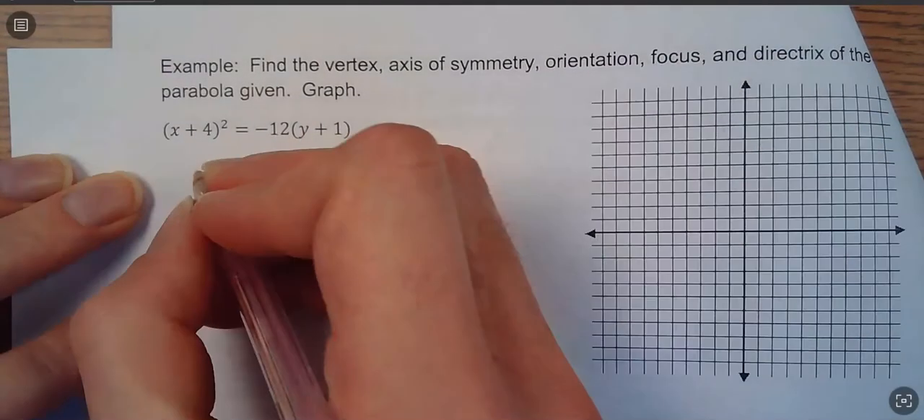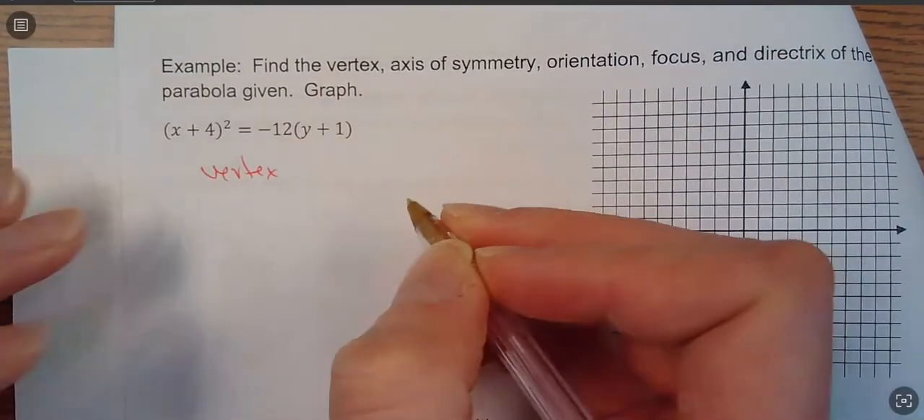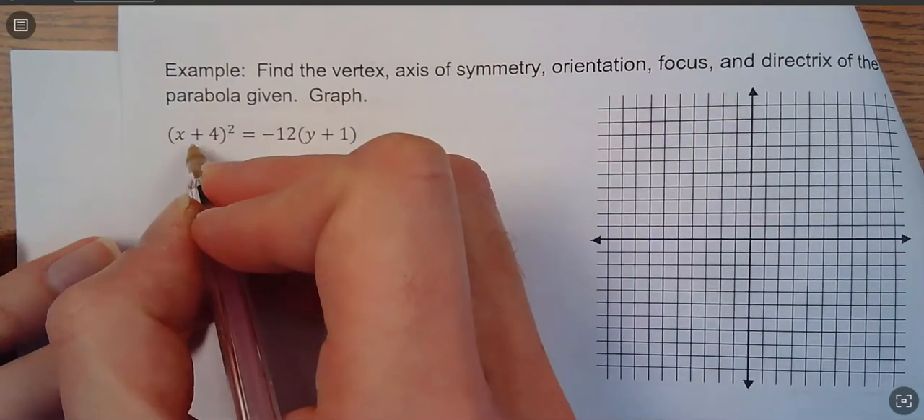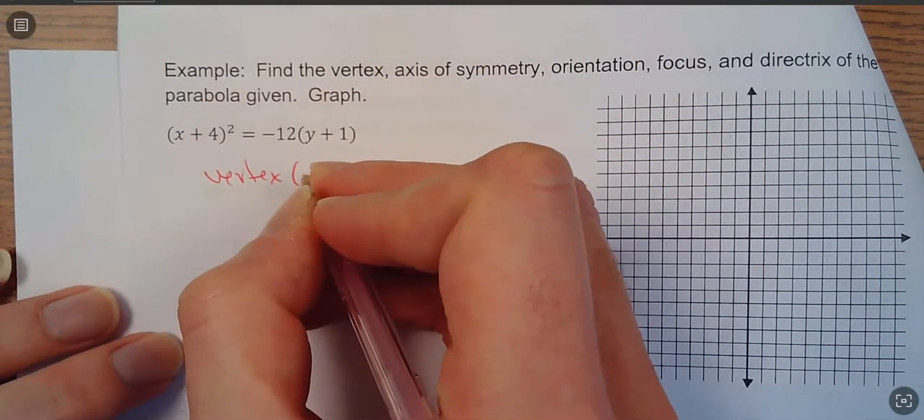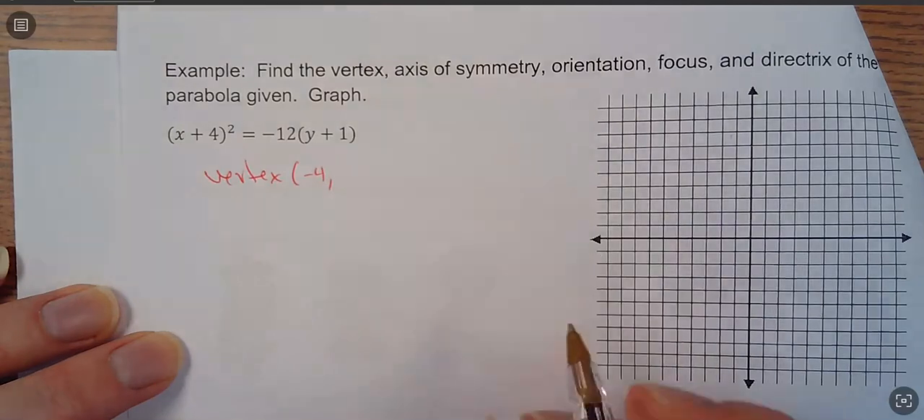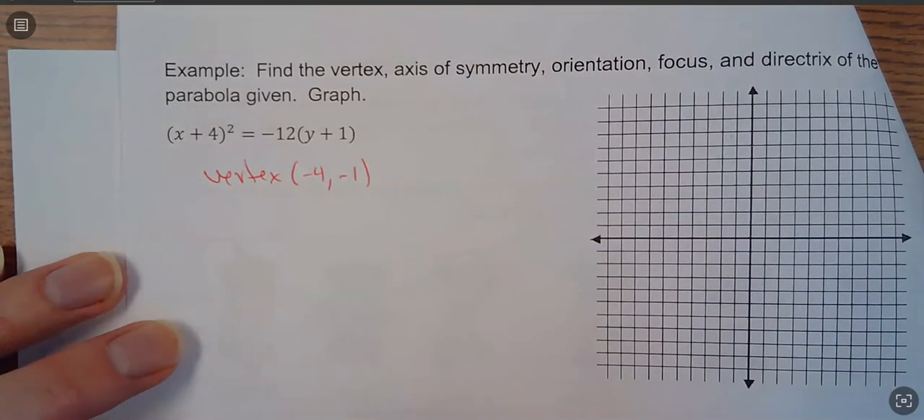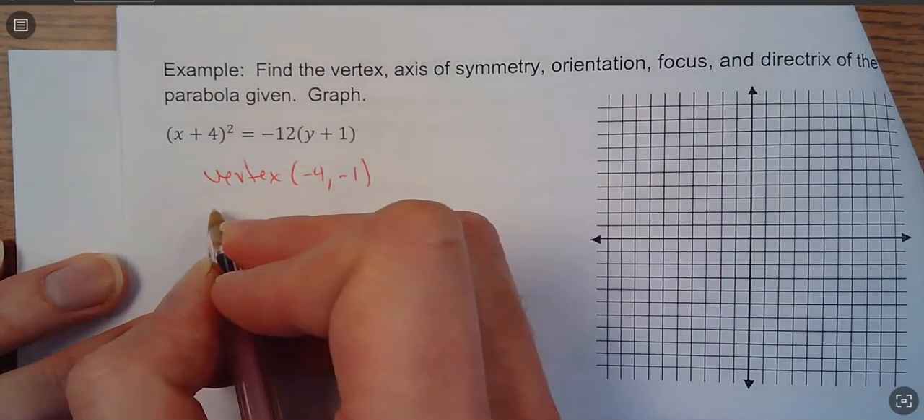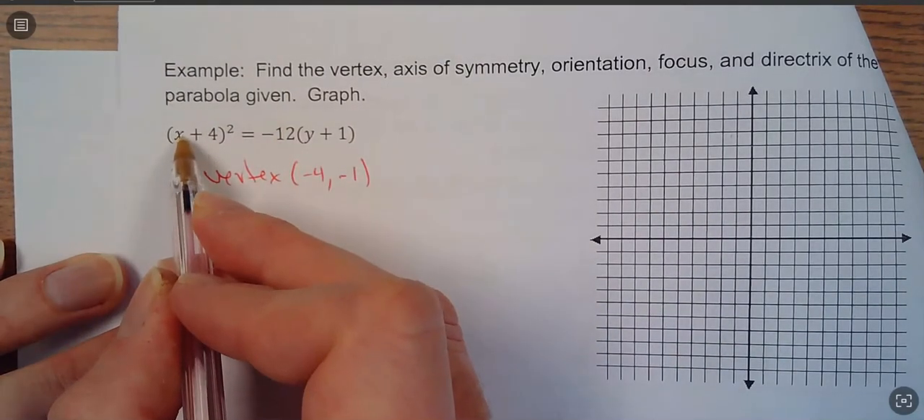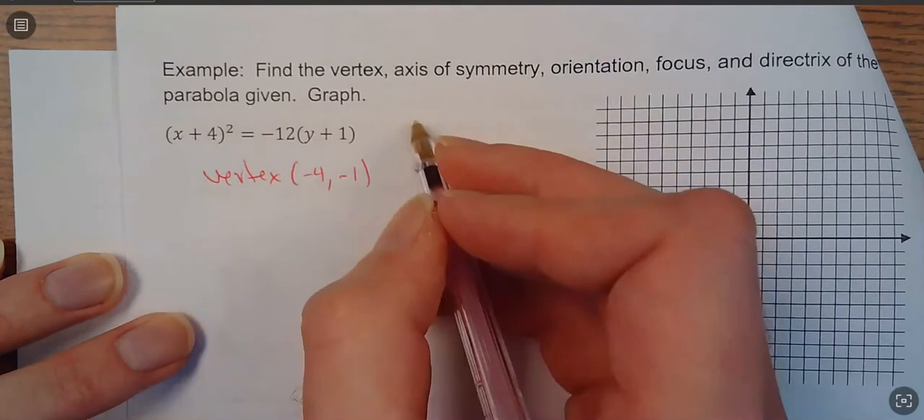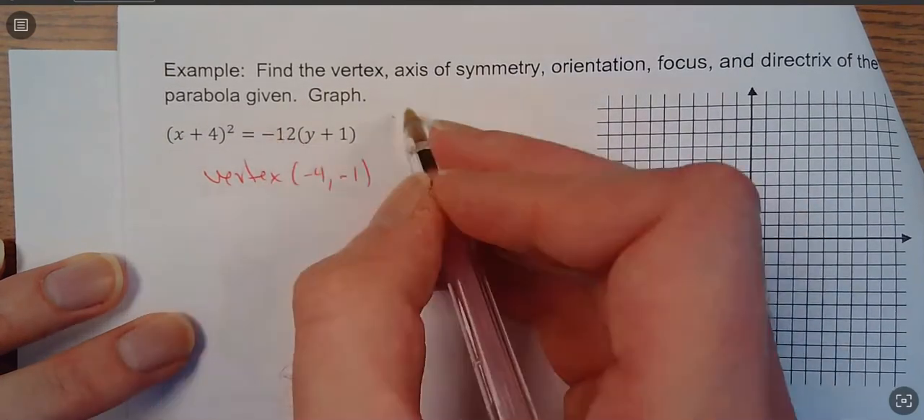Okay, so the vertex. What am I subtracting from x? Well, if it's a +4, that means I must be subtracting -4. Here I got a +1, so that must be a -1. So there's my vertex. The axis of symmetry. Now here the x is being squared. That means it's open up. Actually, it's going to be open down, I'm sorry, that's negative.